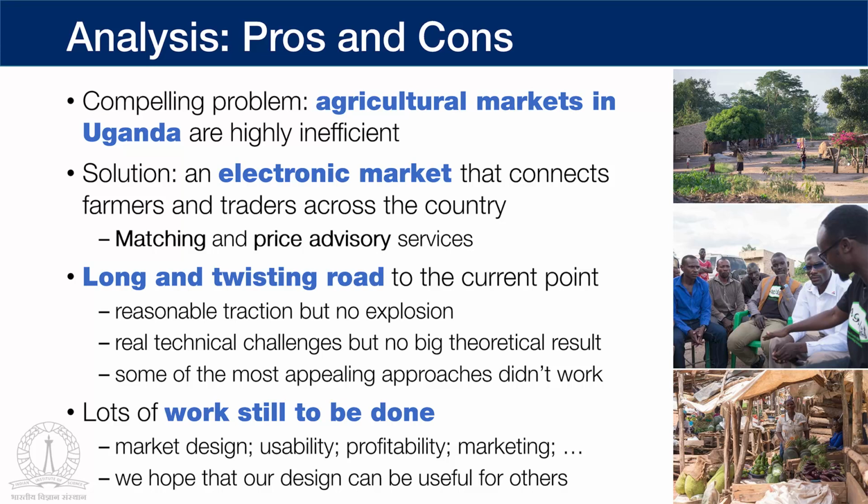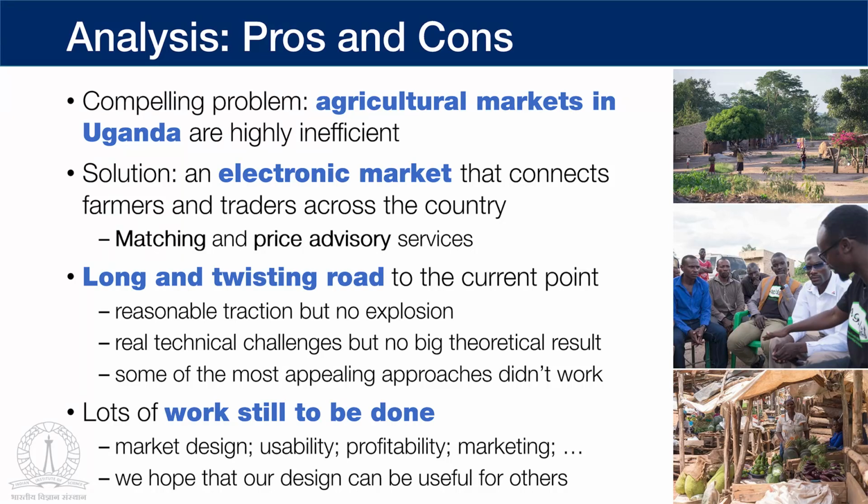So again, let me step back and think about what this means from an AI for social impact perspective. I'm convinced that the problem of agricultural markets in Uganda and other places at similar levels of development is a compelling one to study. I think there's a great deal of market inefficiency that better information structure would help to address. And I think some kind of electronic market that connects farmers and traders is a valuable thing. I think matching is useful. Price advisory is probably even better than matching, but I think there's a synergy between offering both.